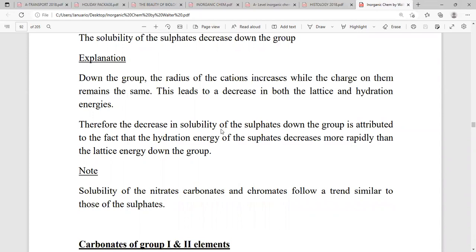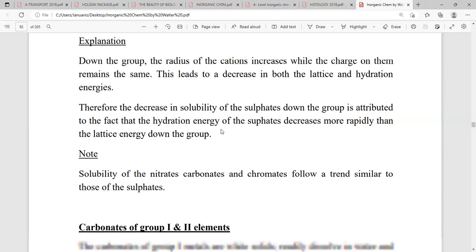But as we were looking at the solubility of the hydroxides, we found out that the hydration energy of hydroxides is reducing at a lower rate than lattice energy. So the hydration energy was superseding the lattice energy. But when you come to the sulfates of group 2, we find out that the hydration energy of sulfates decreases more rapidly than the lattice energy down the group. Hence, the solubility decreases. Solubility of the nitrates, carbonates, and chromates follows a similar trend to that of sulfates. That means they are decreasing down the group.